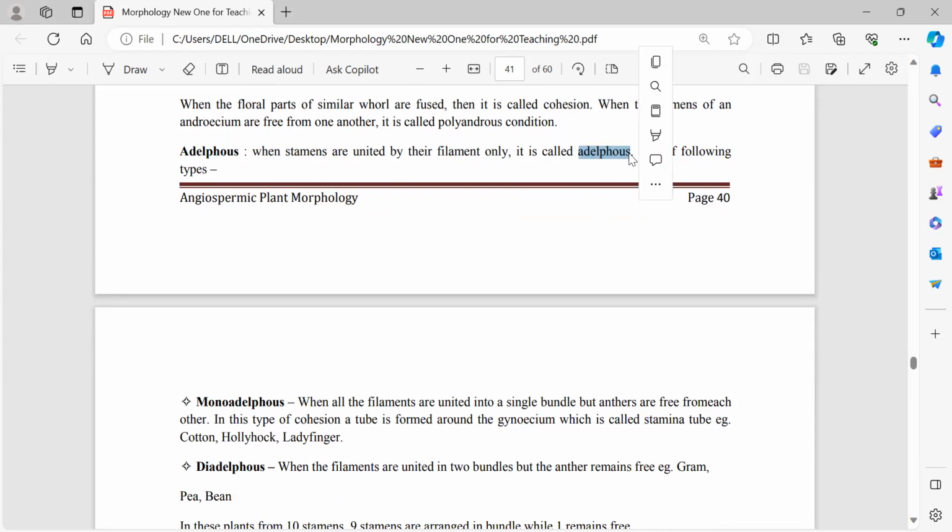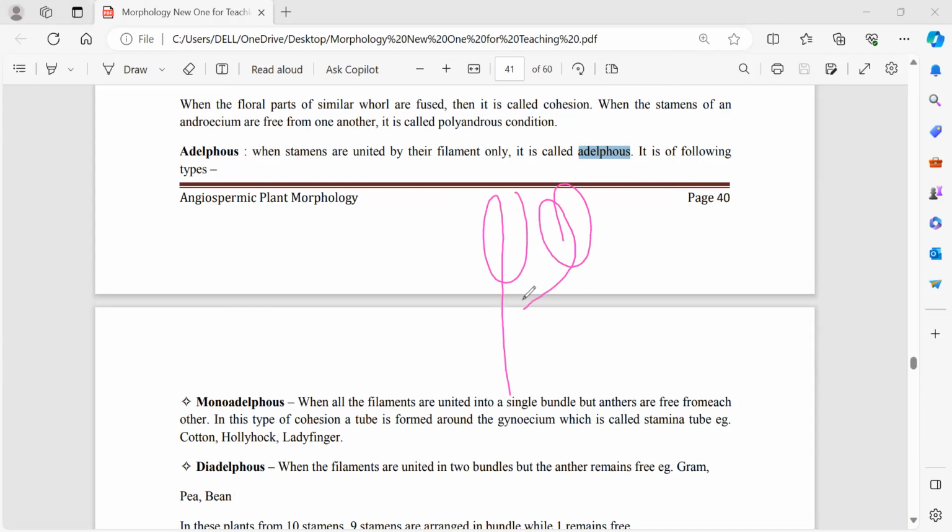अब क्या हो गई adelphous condition? When stamens are united by their filaments only. For example, this is one stamen, this is one stamen, and their filaments are fused. This condition is called adelphous condition. And we can have types of adelphous condition: monoadelphous and diadelphous.